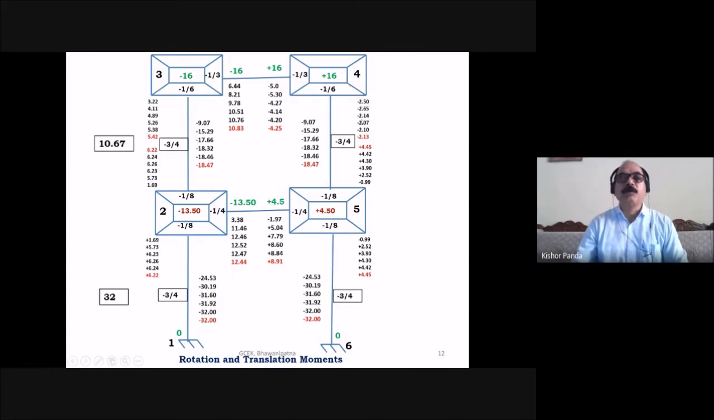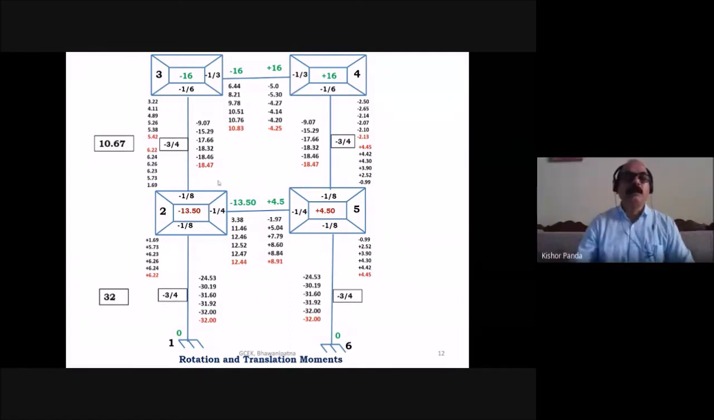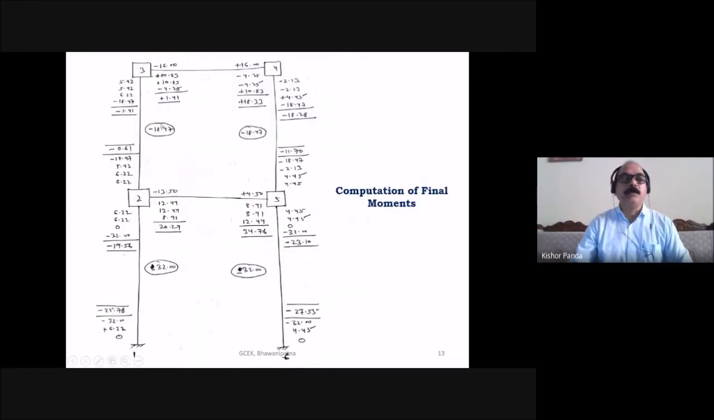At joint 4, M45 is this one, M43 is this one. And at joint 3, M34 is 10.83, and M32 is minus 18.47. And this is the translation moment you have to consider. So after knowing the rotation moment and translation moment of the end cycle, then you can find out the final moment.